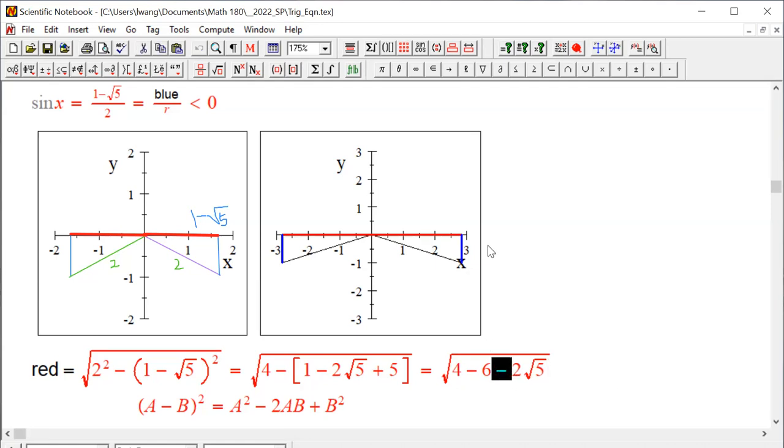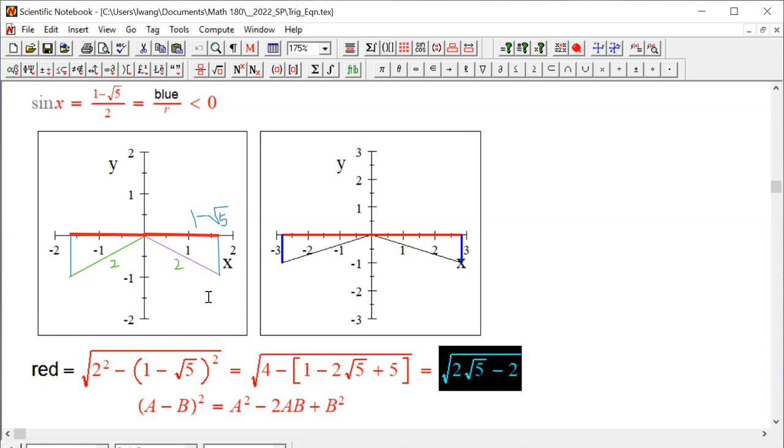So this is gonna be plus. And 4 minus 6 is negative 2. So negative 2 plus 2 root 5, and that's the red. I know this number looks so bizarre, but it is a number. Get used to it, okay? So we got the red, we got the blue. The blue is 1 minus root 5, and the red is this piece.